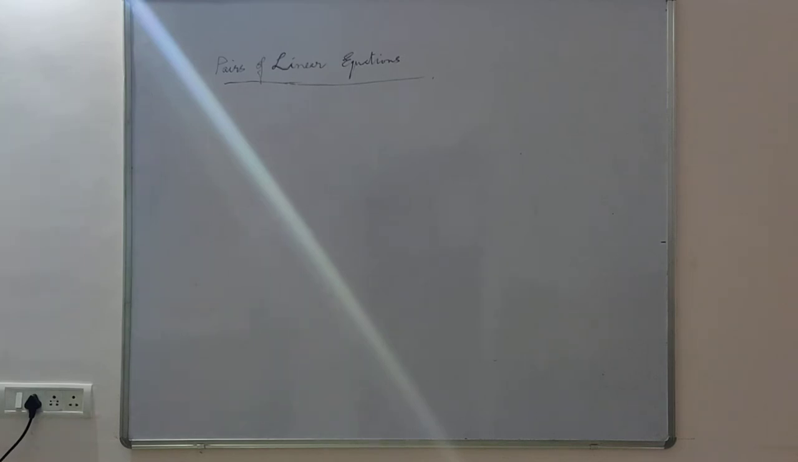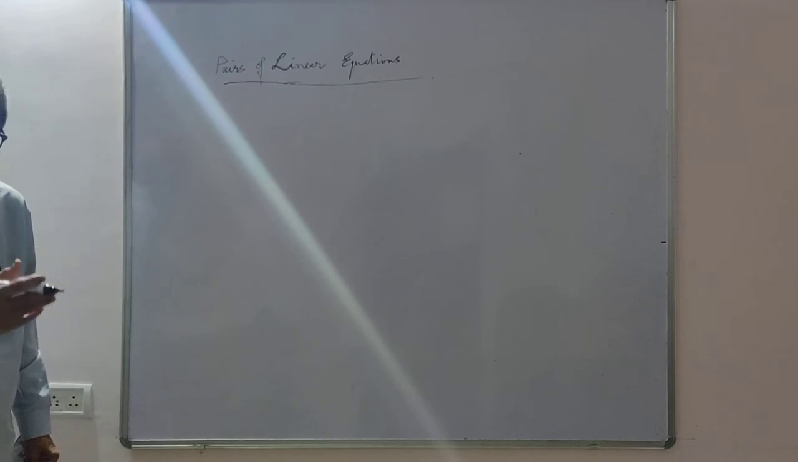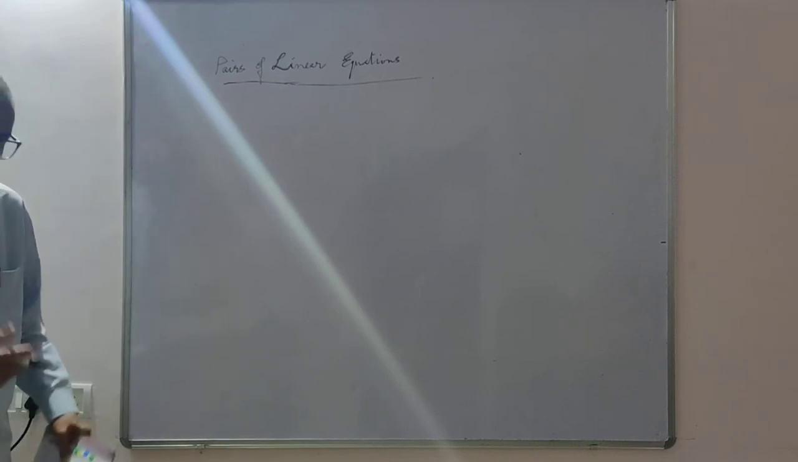In the previous video, I had started this chapter, pairs of linear equations, and this is the second video which I am making on it. Now, I have gone through your old question papers and found that they are asking four problems for 8 marks: two problems for 1 mark, one problem for 2 marks, and one problem for 4 marks. The 4 marks problem is always on the graphical method of solving a pair of given linear equations. I'll do that afterwards.